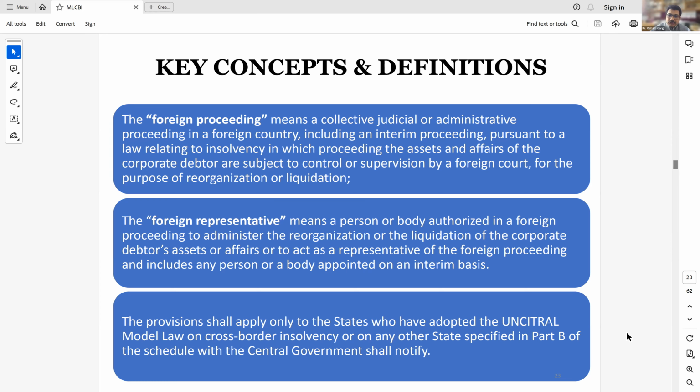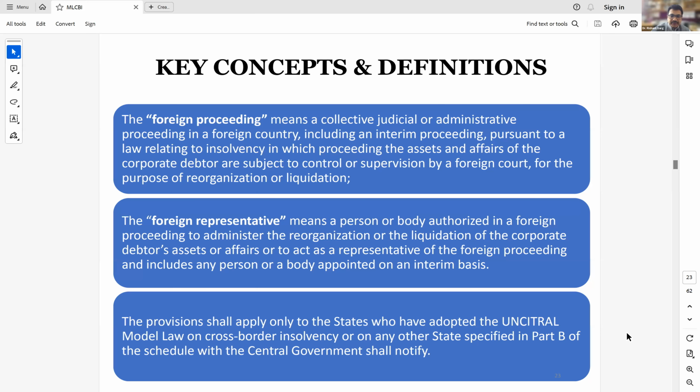So then, the first question is, what will be a foreign proceeding which will be recognized as a cross-border insolvency proceeding? This definition is provided in the UNCITRAL Model Law Guide, and it is also in the draft law. It means a collective judicial or administrative proceeding in a foreign country, including an interim proceeding, pursuant to a law relating to insolvency, in which proceeding the assets and affairs of the CD are subject to control or supervision by a foreign court for the purpose of reorganization or liquidation.